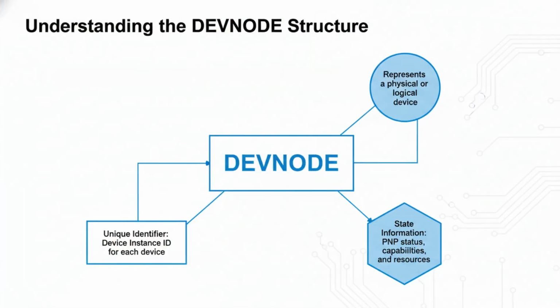Central to the PnP device tree is the device node, or dev node. A dev node is a kernel mode data structure that represents a single physical or logical device within the system. Every device, whether a physical hardware component like a graphics card or a logical entity like a software enumerated device, has an associated dev node. Each dev node is assigned a unique identifier known as the device instance ID, which allows the system to uniquely distinguish it. Furthermore, the dev node stores critical state information about the device, including its current PnP status, its capabilities, and whether it's currently started or stopped. This structure forms the backbone of the device tree.